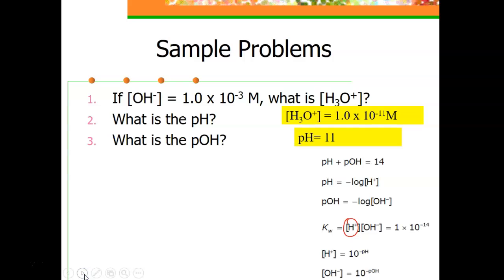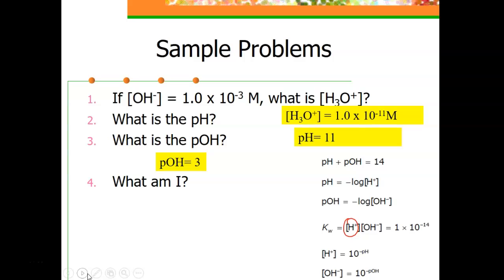Next question, what's the pOH? So pH plus pOH equals 14. You already have your pH, which is 11. How do you get pOH? You subtract it. So pOH is equal to 14 minus 11, which would be 3. pOH is 3.